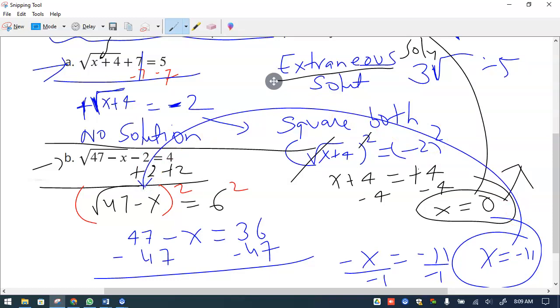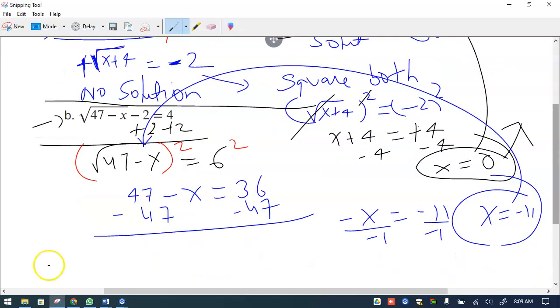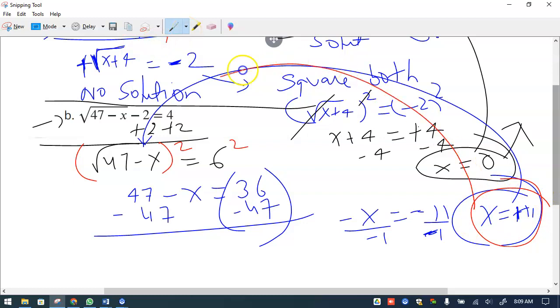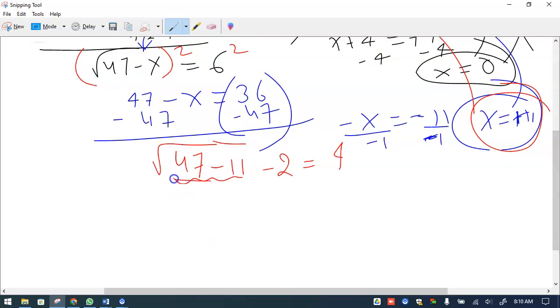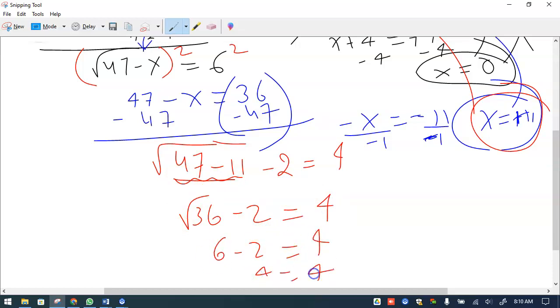And you will end up getting the same answer. I made a mistake here. This should be negative 11, and two negatives make a positive, right? So this is positive. If you plug in x equals 11 right here, you get square root of 47 minus 11, and then minus 2. That is square root of 36, which is 6, and 6 minus 2 equals 4. So this is 4 and that is 2.